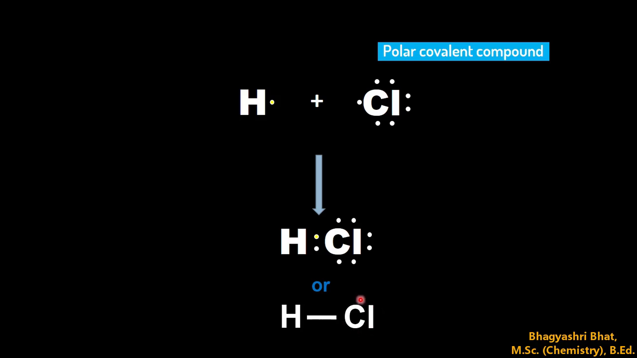Since the chlorine atom is more electronegative than H, the shared pair of electrons is more concentrated and experiences more pull from the chlorine atom. Since the electrons are concentrated more on the chlorine atom, the chlorine atom bears a slightly negative charge, and the hydrogen atom, which is far away from the shared pair of electrons, bears a partially positive charge. Since there is a separation of charge, there are two poles. This is a polar covalent compound.